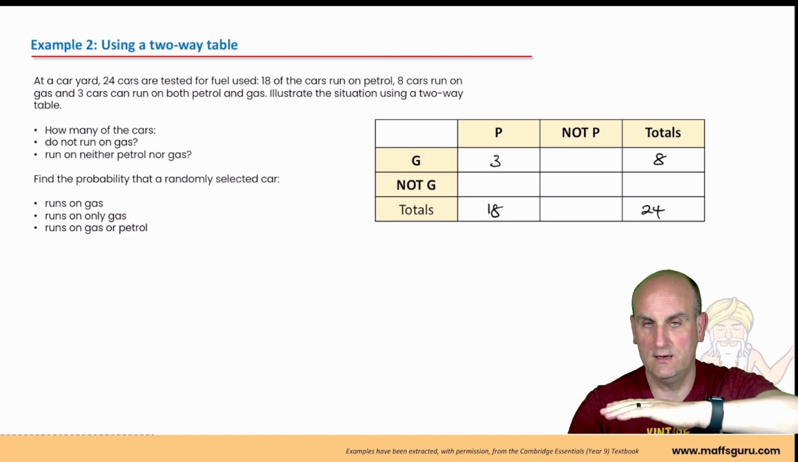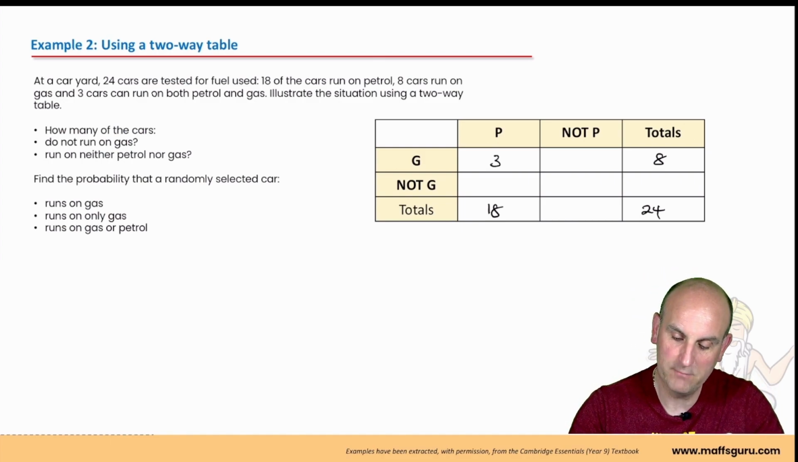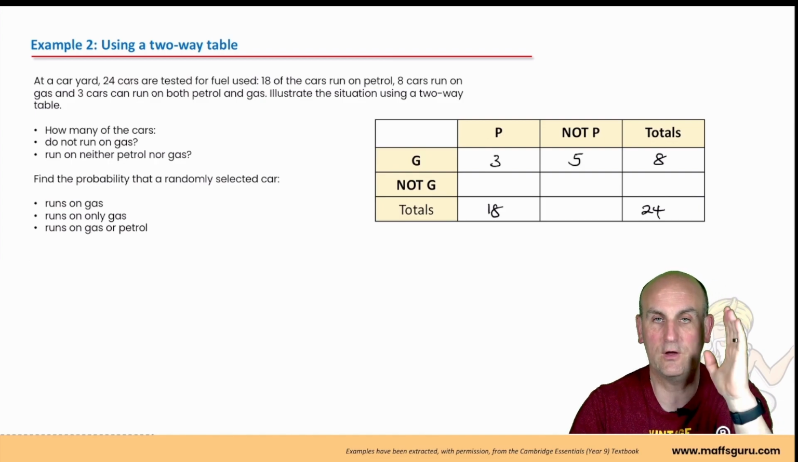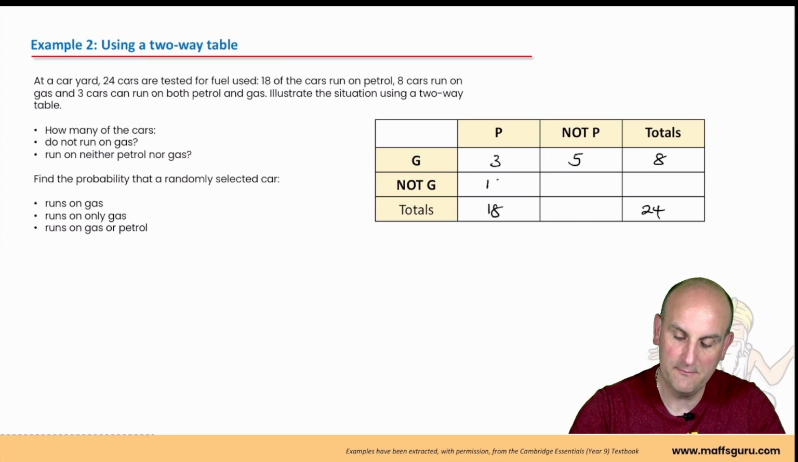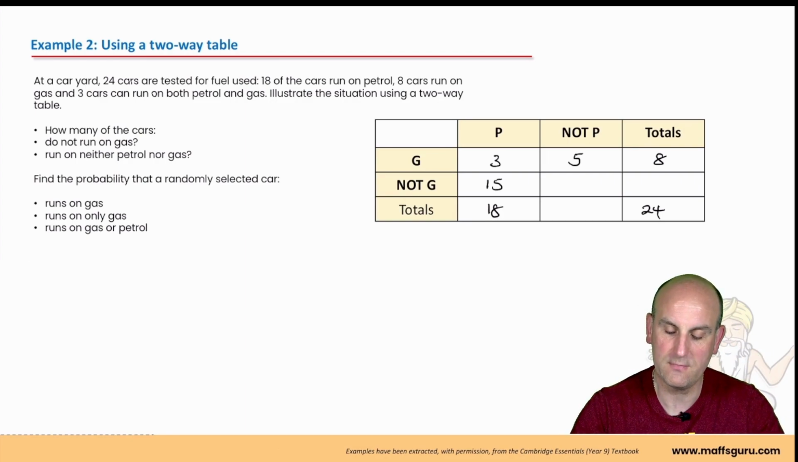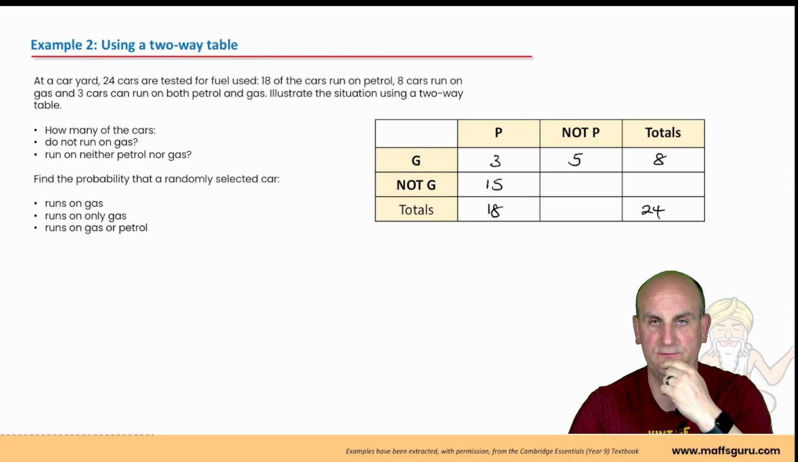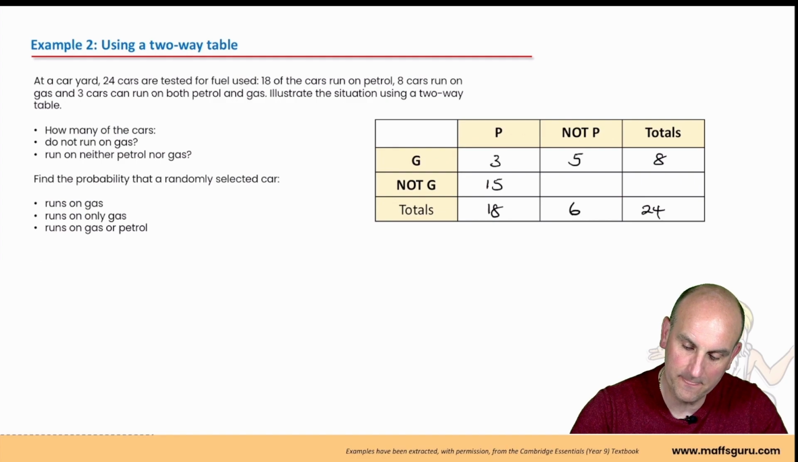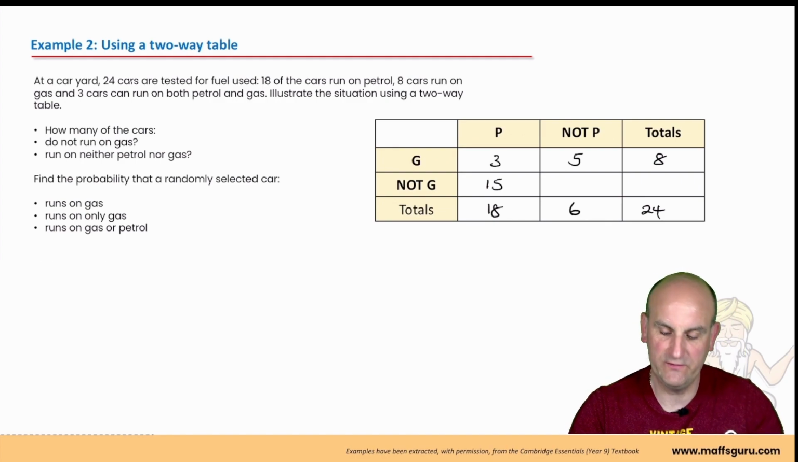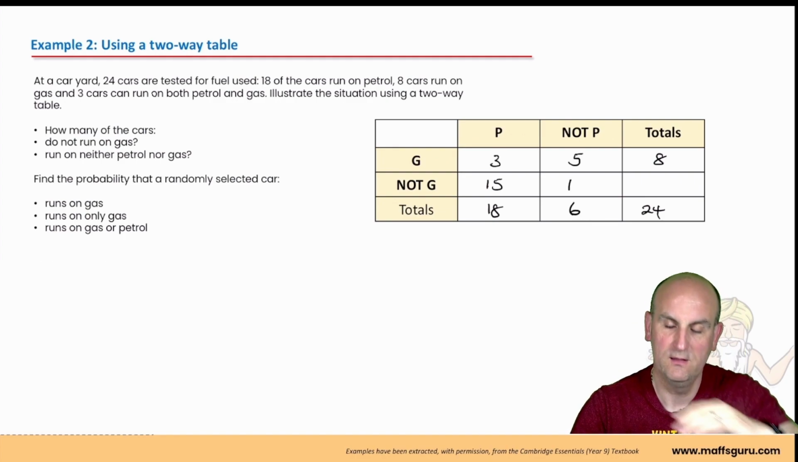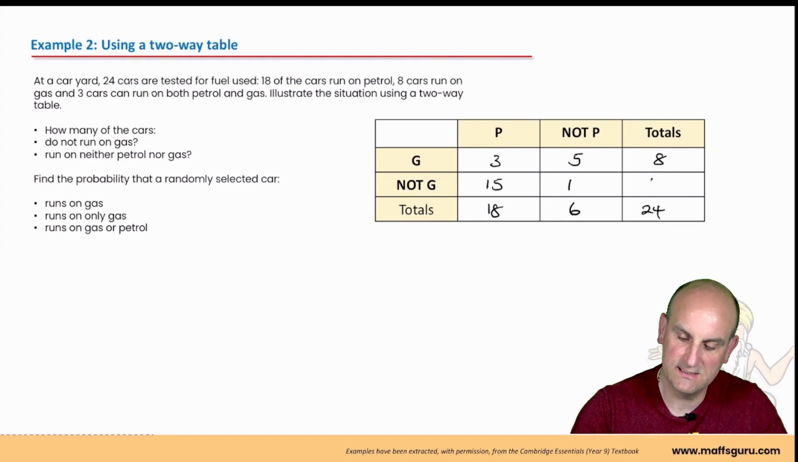So looking at that row first, I've got 3 plus something must give me 8. That would have to be 5. Now I'm going to look at the column with the 3 in. 3 plus something must give me the 18. That must be 15. Let's look at the bottom row. 18 plus something is 24. Well, that's got to be 6. 5 plus something gives me 6. That's got to be 1. 15 plus 1 gives me 16.